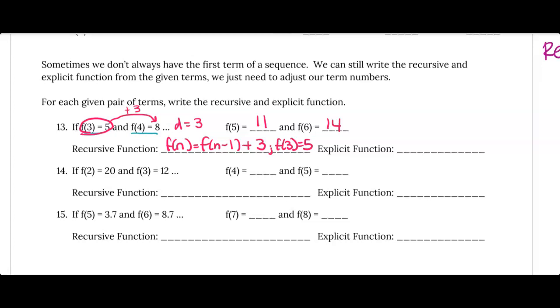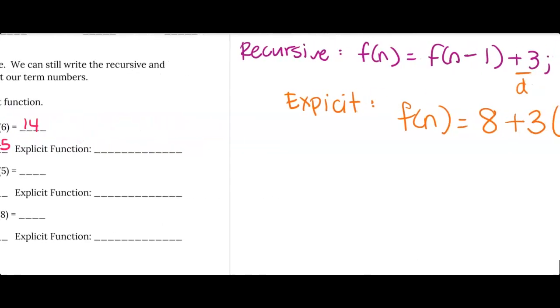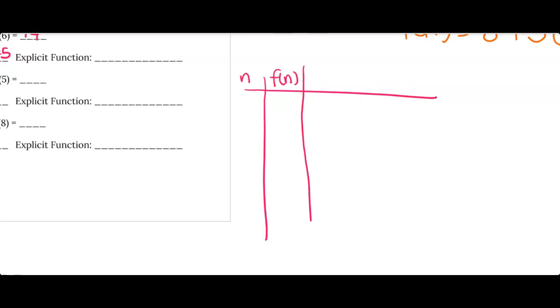The explicit is the more challenging piece. So to do that, I'm going to come over here and I'm going to make a table of values. So I have that my third term is 5, my fourth term is 8, I found my fifth term to be 11, and my sixth term to be 14. I'm going to write these recursively now. So the 5, I didn't add anything to get there.